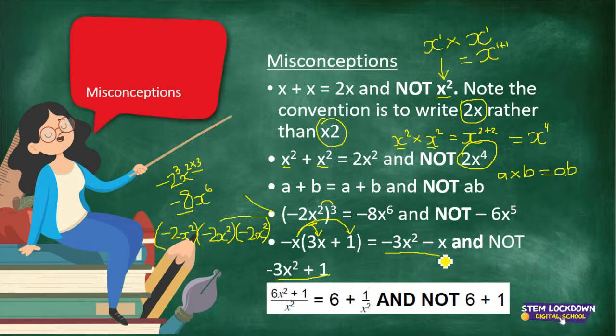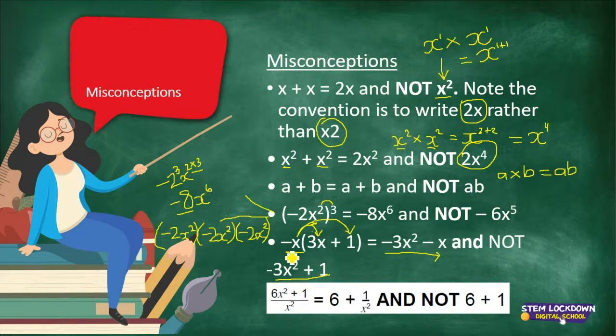Not this one here, right? This learner in this case multiplied x by 3x, but they forgot to multiply negative x by 1. Remember the distributive law: everything inside the bracket must be multiplied by the term outside the bracket. That is another misconception.